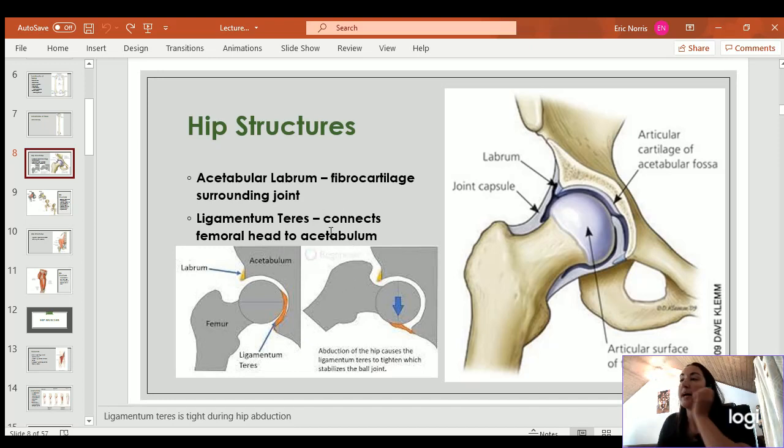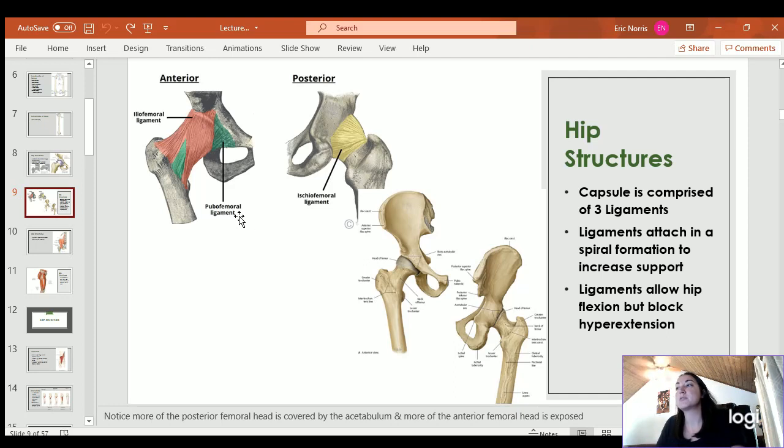Also the joint capsule we will go to next. Okay, so the capsule is comprised of 3 ligaments. They are all connected in a rotational fashion, which increases their support and their strength.